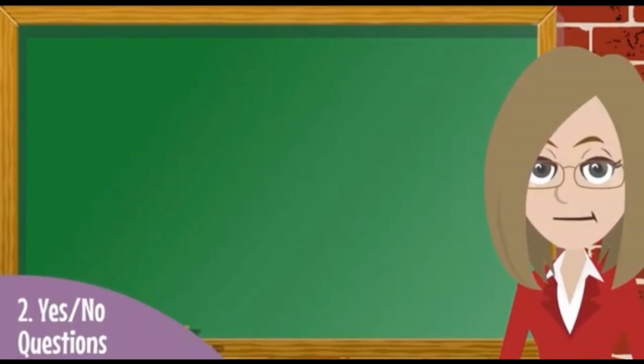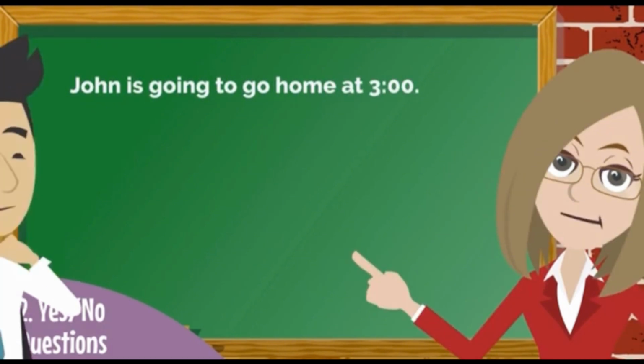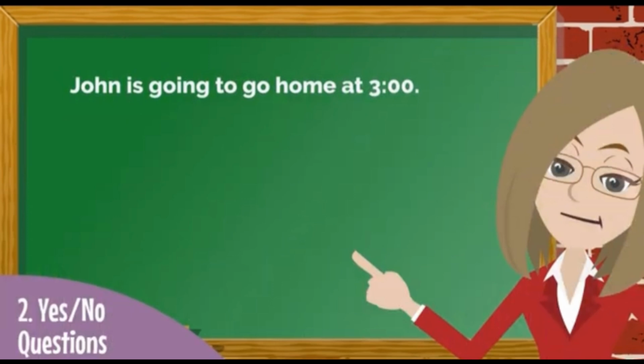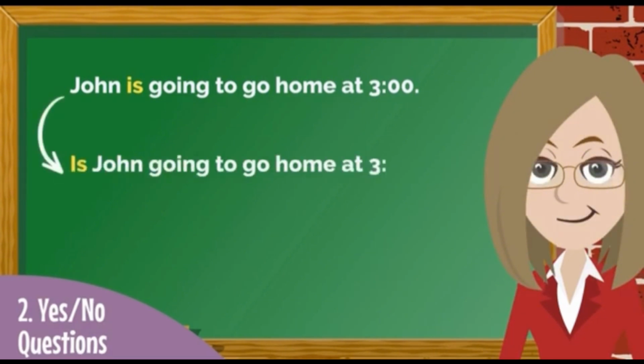Making a yes, no question for the future tense with going to is easy in English. Let's start with a statement. John is gonna go home at 3 o'clock. To make a yes, no question, simply take the be verb and place it at the beginning of the sentence. Is John gonna go home at 3 o'clock?